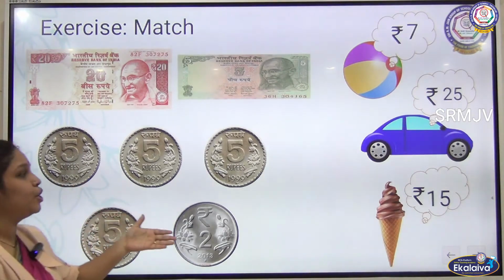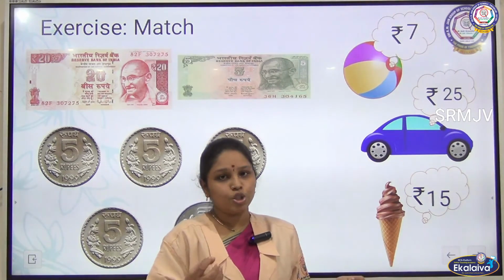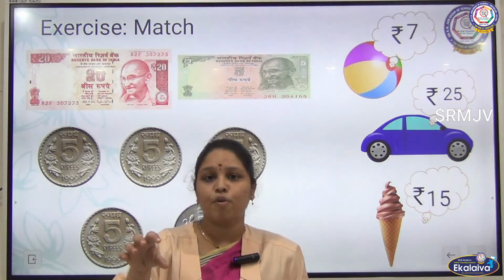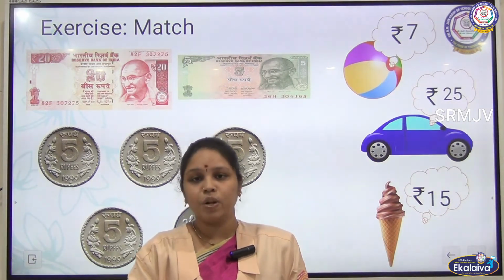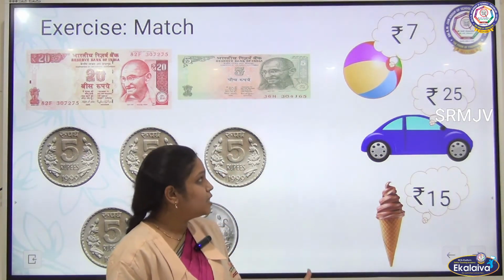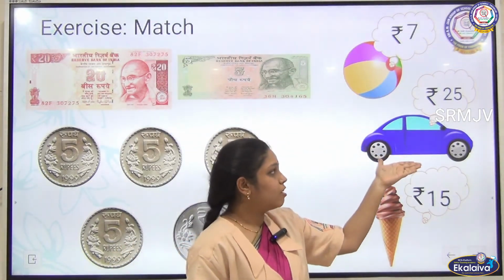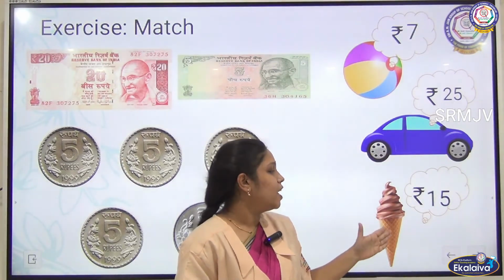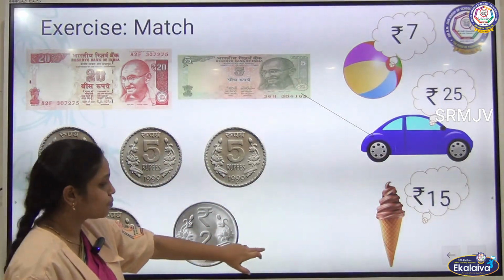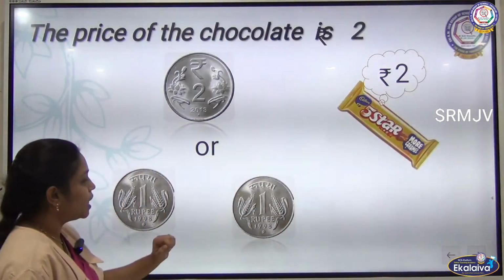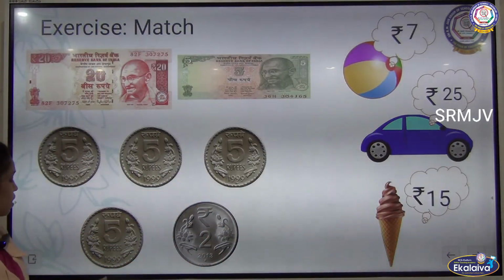And this is an exercise for you. See, I have given you some things with the cost. Okay, if you go to the shop, for everything there will be a particular cost, a price. If you pay for that cost only, you will get that thing, isn't it? See, for the ball the cost is 7 rupees, and the toy car costs 25 rupees, and the ice cream costs 15 rupees. Okay, and I have given some money value for this.